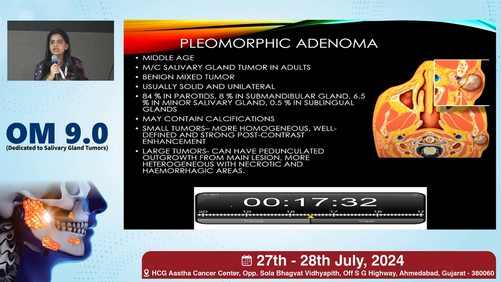It is usually solid, it is unilateral, and it is mainly present in the parotid glands. It can contain calcification. If the lesion is small, it will be well defined and more homogeneous. But if the lesion is large, it can have a pedunculated outgrowth and it can have heterogeneous necrotic areas and heterogeneous post-contrast enhancement.